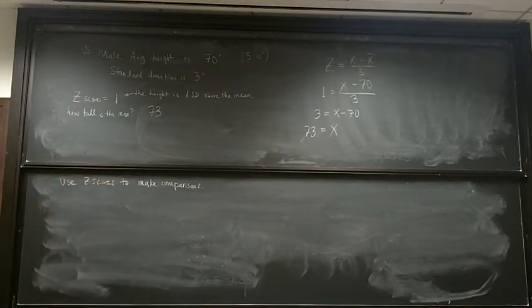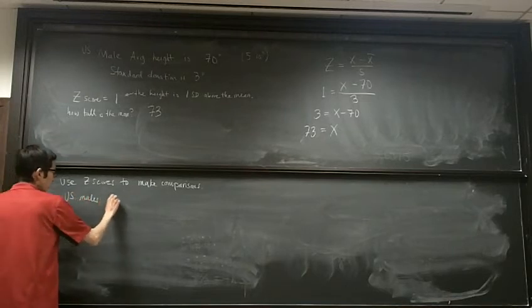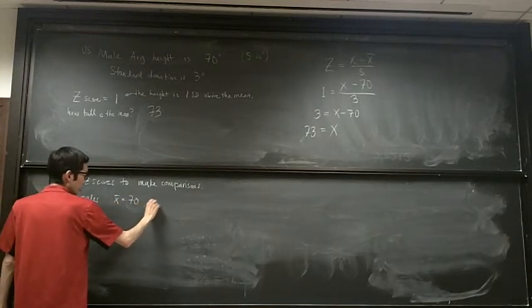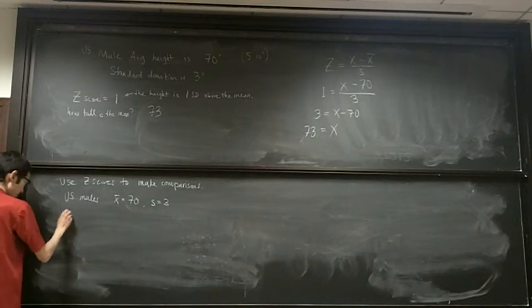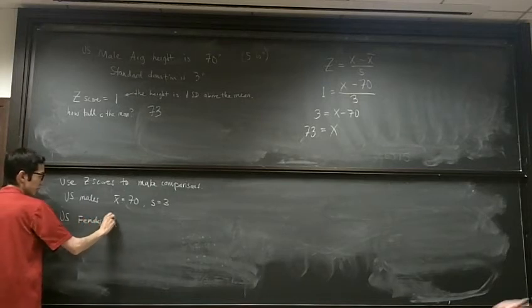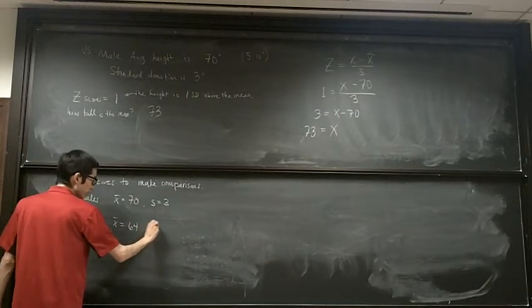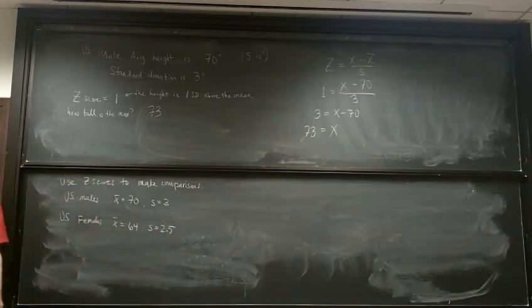So let's say for U.S. males, the mean, the x-bar, is 70, and the standard deviation is 3. And just for simplicity, let's go with U.S. females, and we'll say x-bar is 64, and the standard deviation is 2.5. These are just approximate numbers, they're not exactly this.